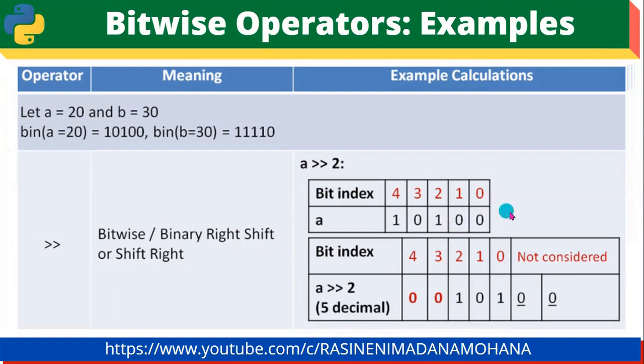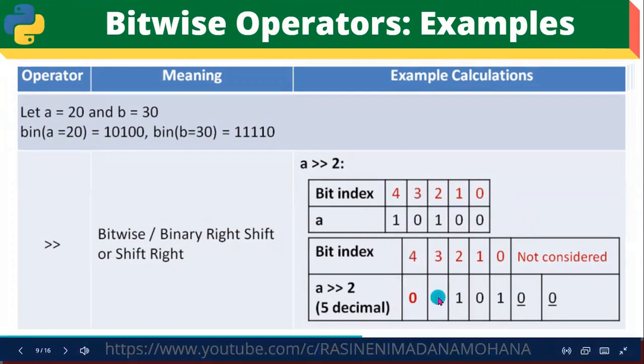Then the positions you can move to the right side. So then the left side empty cells you can fill with 0. Now this will become, here you can see, 10100 shifted 2 cells towards the right side. Then the left side empty cells are converted into zeros.